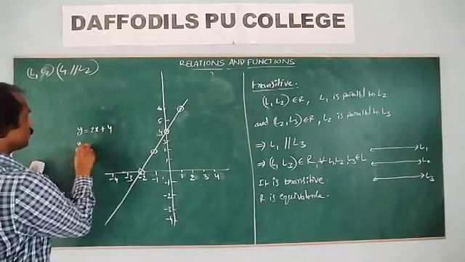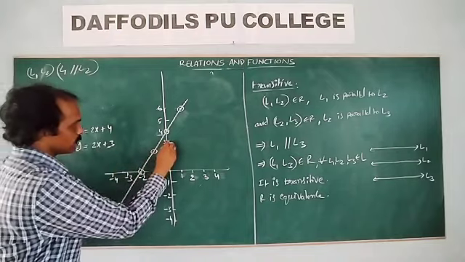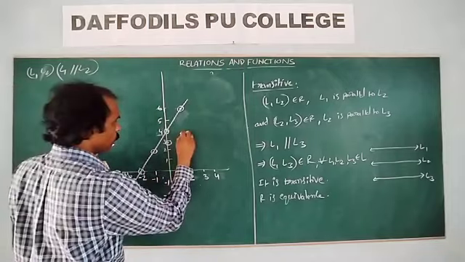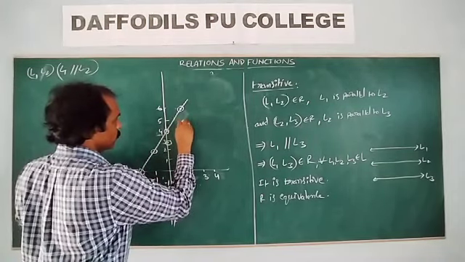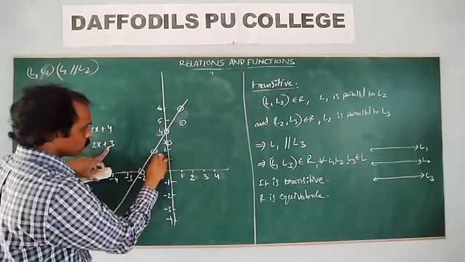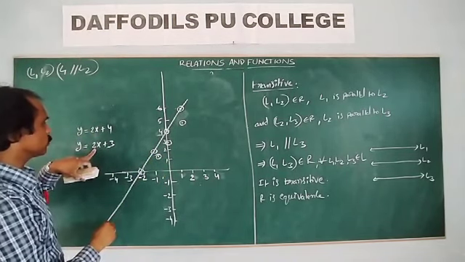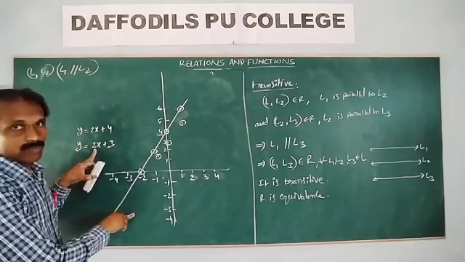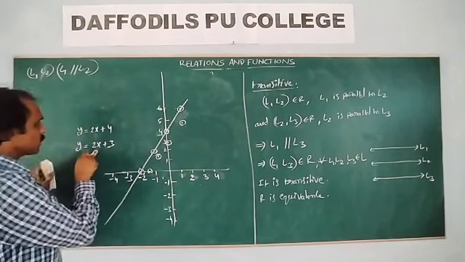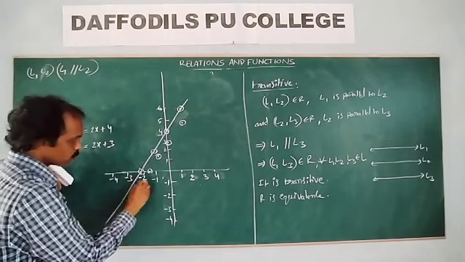What are the parallel lines? Suppose I take y is equal to 2x plus 3. Put x is equal to 1, what is the answer? 5. X is equal to minus 1, 3 minus 2, 1. X is equal to minus 1.5, 3 minus 3, so 0. For example, x is minus 2, so minus 4 plus 3, minus 1. So like this one.